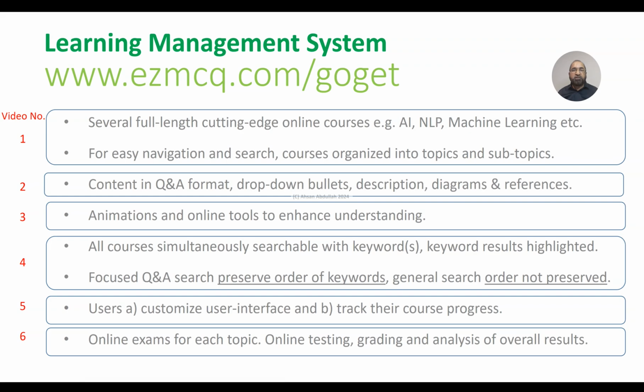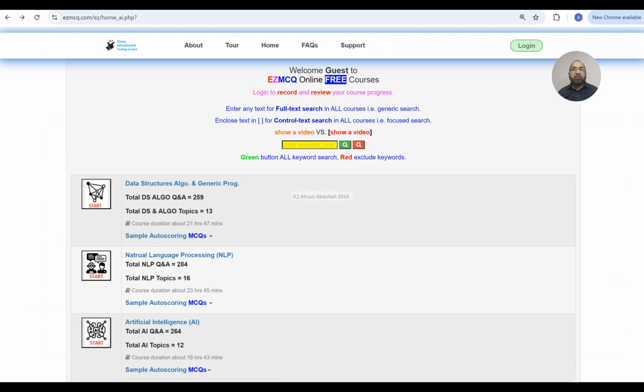So now I move to easymcq.com/GoGet. This is the learning management system. And as you can see, there are quite a few courses here in addition to natural language processing. There is data structures and algorithms, there's machine learning, there's AI. So you are welcome to make use of these courses.